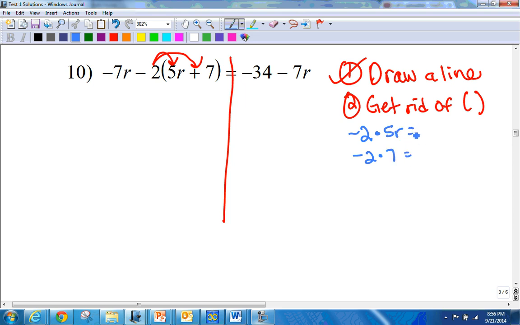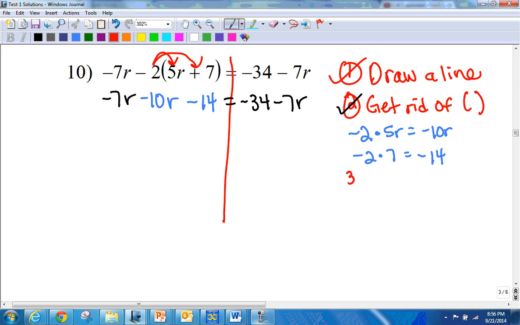The first part is going to give us -10r. The second part is going to give us -14. So when we go back and fill that in, we have to make sure that those negatives stick with those numbers, all right? So let's go ahead and bring this part down, -7r. And then we've got -10r, -14, and then drop down equals, drop down -34, drop down -7r, and that's got us for getting rid of our parentheses, okay? So step 3, we've got CLT, combining like terms.